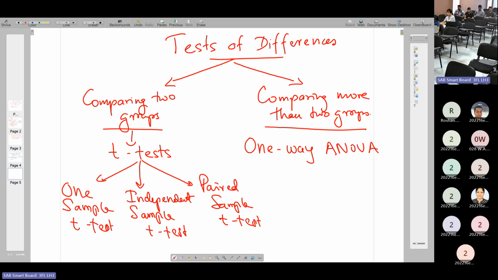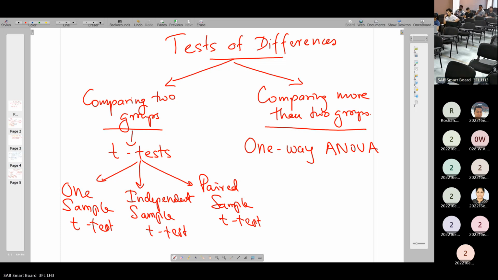So this is the whole thing related to tests of difference that you should know. But on the other hand, we are not going to discuss all of them. We have to discuss the most important ones, because it's the whole spectrum of t-tests and one-way tests. But I'm going to discuss with you the most important.